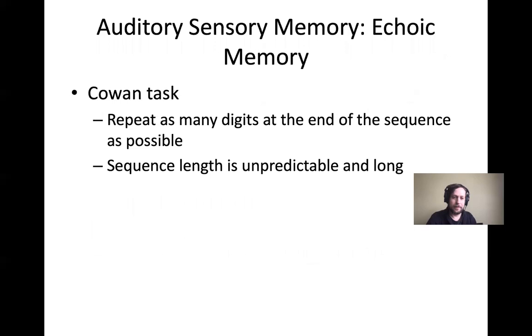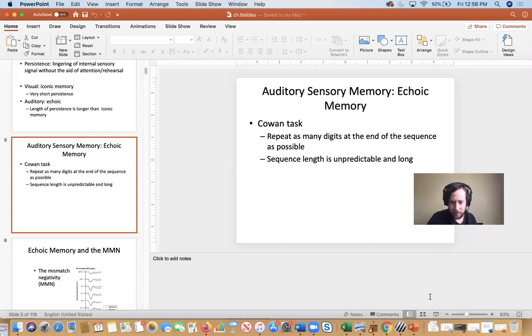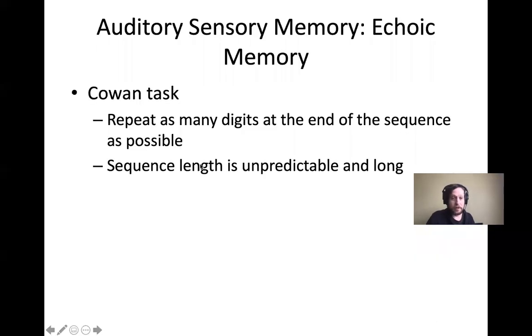My absolute favorite illustration of echoic memory comes from the Cowan task. I wonder if I wrote the instructions here. I didn't. You should write this down. Oh, no, it says it right here. Repeat as many of the digits at the end of the sequence as possible.